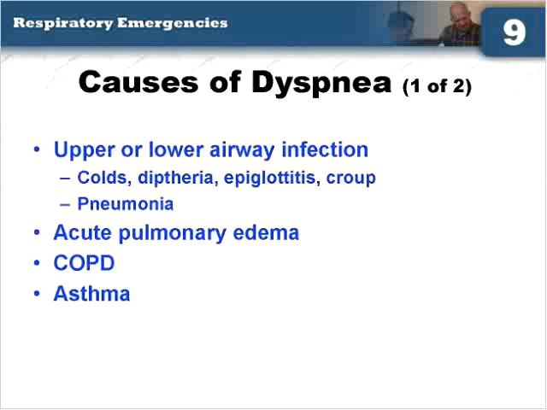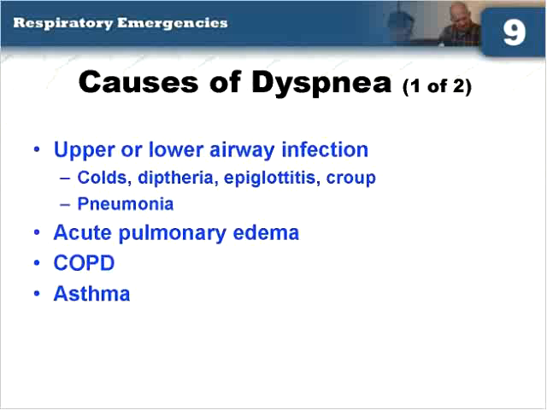Causes of dyspnea: upper and lower airway infections. Obviously a cold, diphtheria, a respiratory disease that affects the lungs. Epiglottitis, which affects your epiglottis. Croup, where are you most likely to see croup? Kids. One way you can help kids get rid of croup is how, Don? Steam. Put them in a warm steam shower. That helps them out tremendously, so that's a good way to do that. And then of course pneumonia.